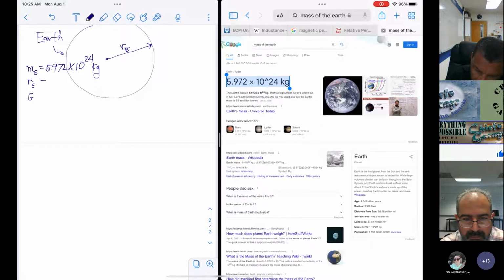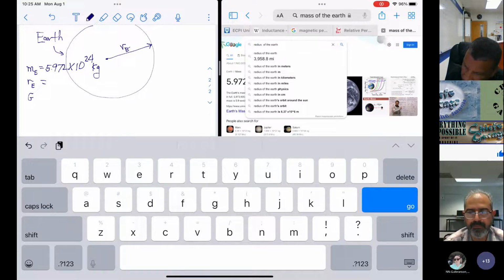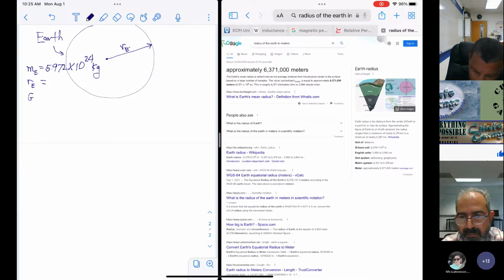That's huge. And then we have our radius here. So let's look at the radius of the Earth. And I would like it in meters. So that is 6.371 times 10 to the 6th meters. All right.